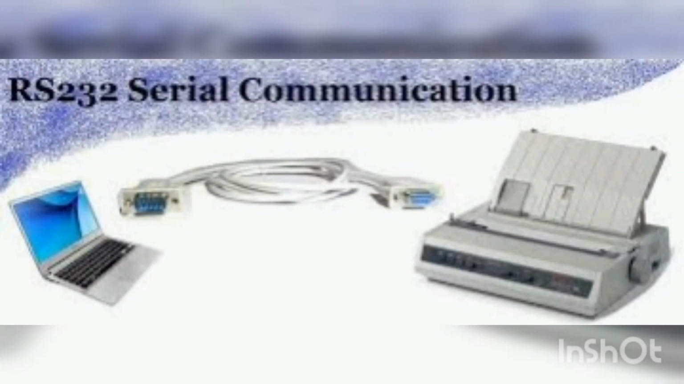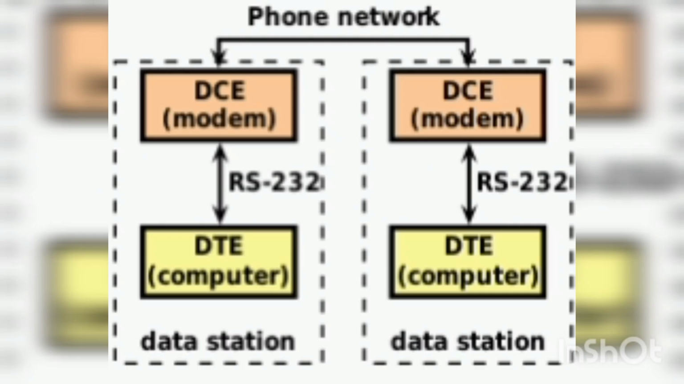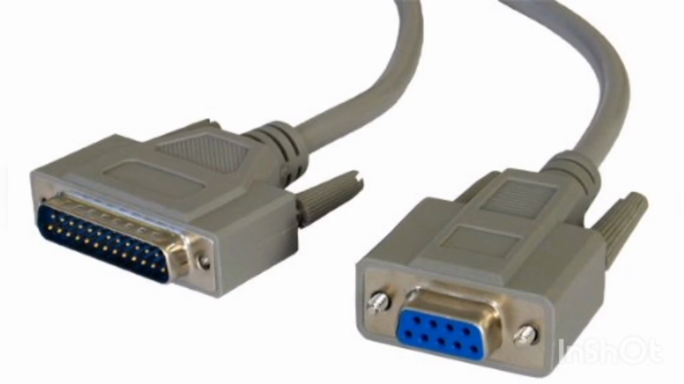RS-232 is an older serial communication standard that is commonly used for short-distance communication between computers and peripheral devices such as printers, modems, and scanners. It uses a single-ended signal and supports data transmission rates up to 115.2 kilobits per second. RS-232 is a point-to-point protocol, which means that it can only transmit data between two devices at a time.